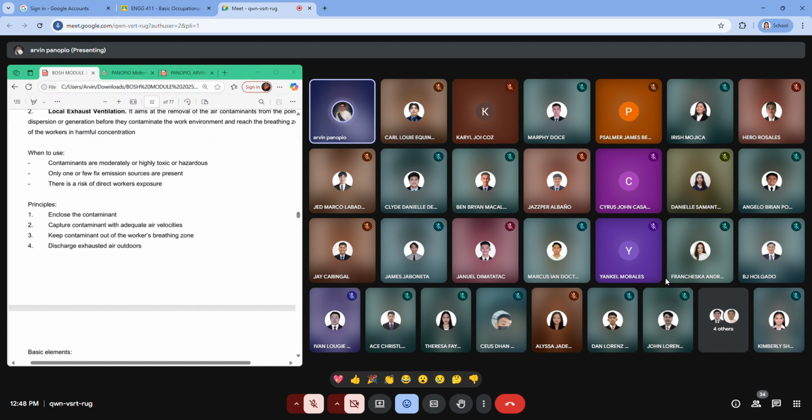And the core principle here is enclose, capture, convey, and discharge. So, enclose the source as much as possible. Capture the contaminant with sufficient air velocity at the hood face. Convey it through ductwork to keep the contaminant out of the worker's breathing zone, and discharge the exhausted air outdoors, or we need to recirculate after filtration kung allowed ano.